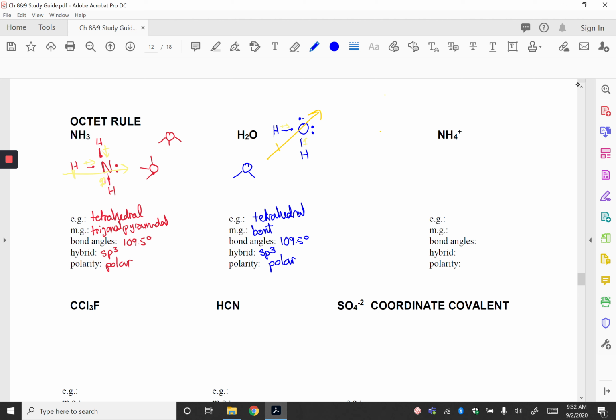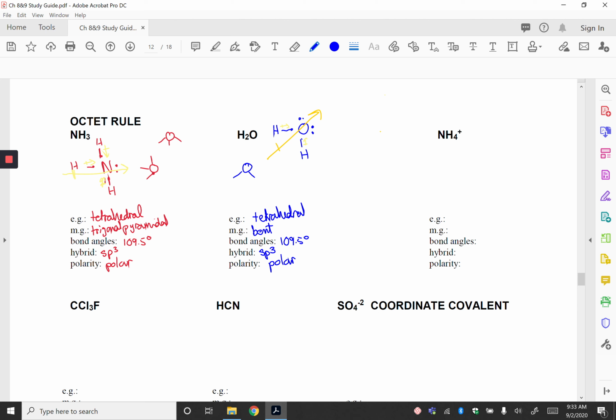Just a little note here. Because you have lone pairs, the angle is not exactly 109.5, it's more like 104.5. That's something you would need in college, but for the AP exam, they're totally fine with 109.5. So just stick with 109.5.